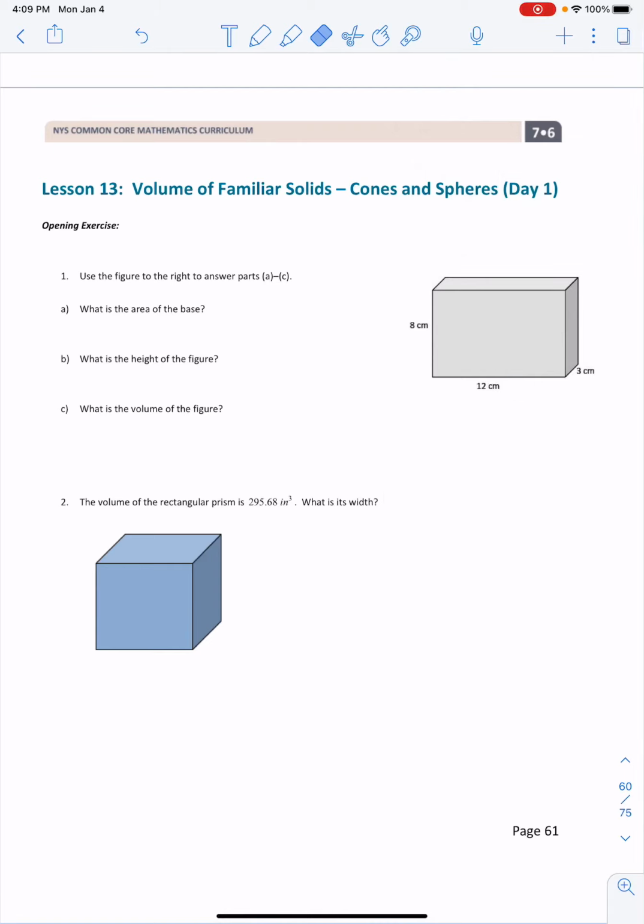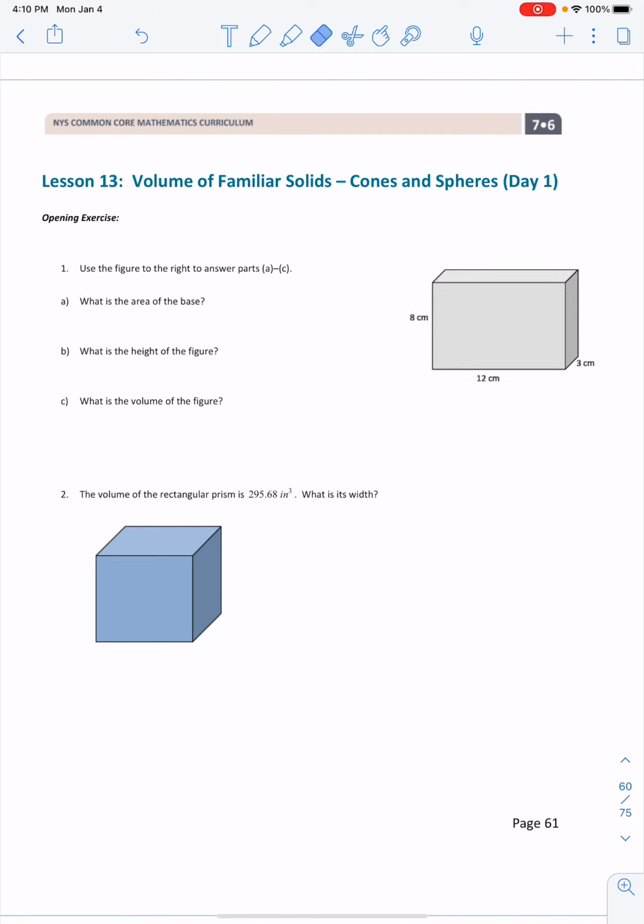Lesson 13, Volume of Familiar Solids, Cones and Spheres, Day 1. Use the figure to the right to answer parts A through C. What is the area of the base? The area of the base is 12 times 3, which is 36.